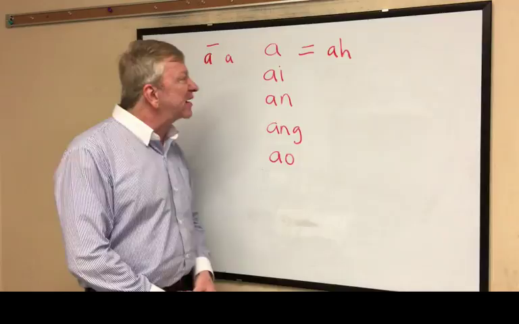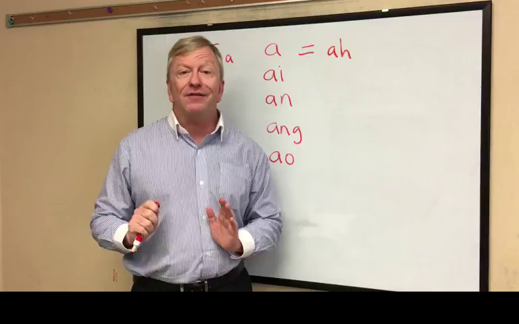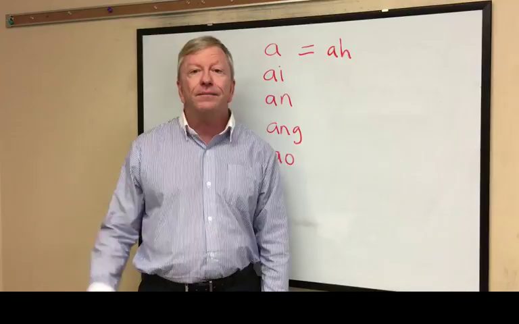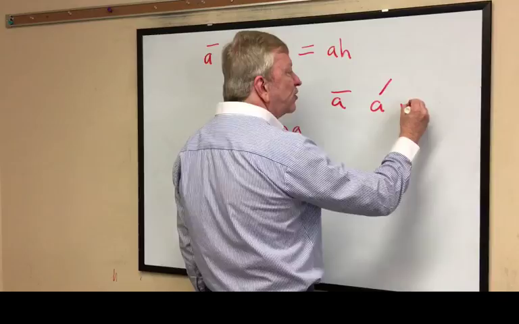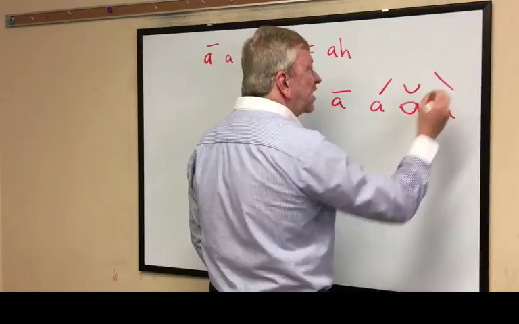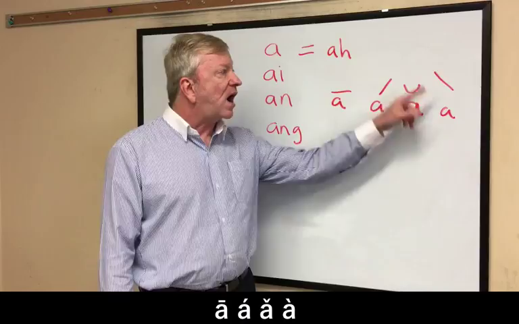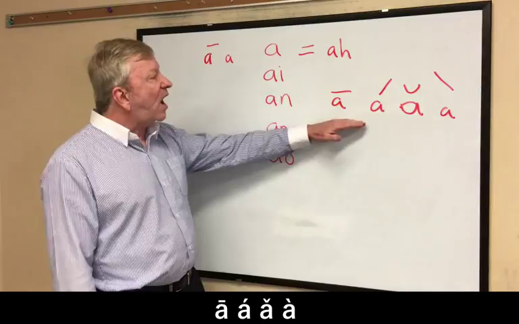Now let's practice that on all four tones. I'll say it first, and then you can say it in the silence to yourself. Ah, ah, ah, ah. Let me give you the tone markings again. I start with the first tone, then the second tone, then the third tone, and then the fourth tone. Let me do this slowly this time. Ah, ah, ah, ah.